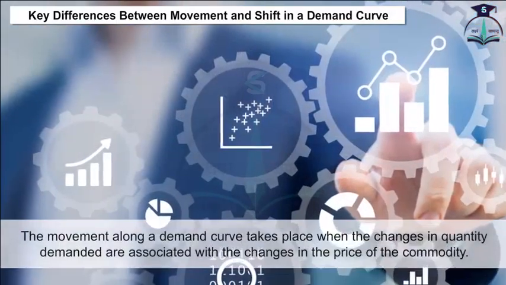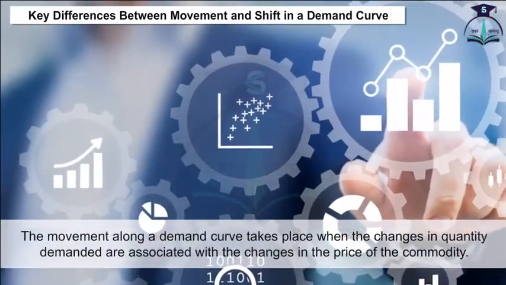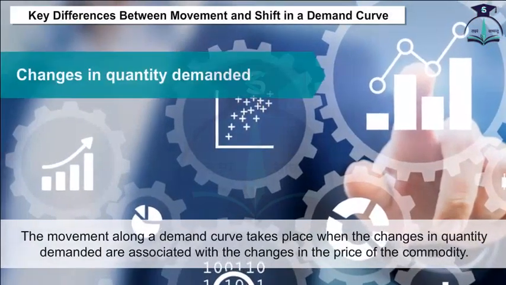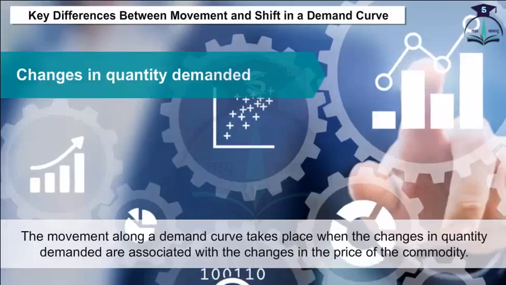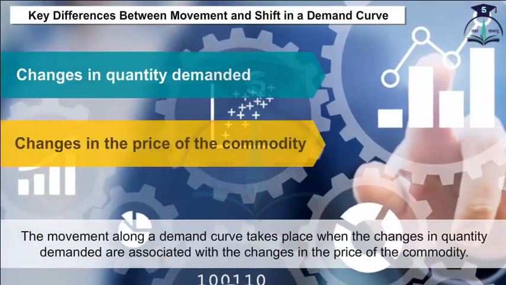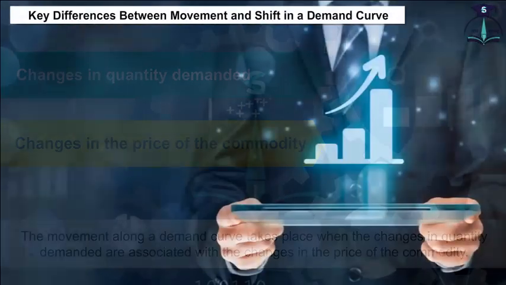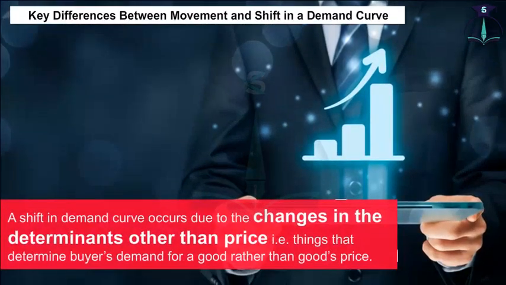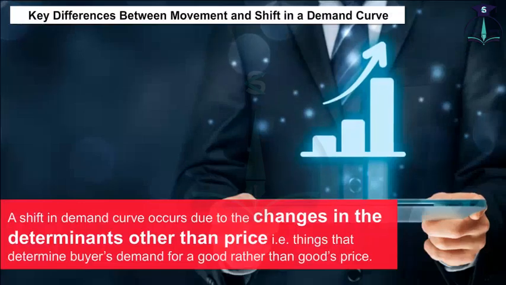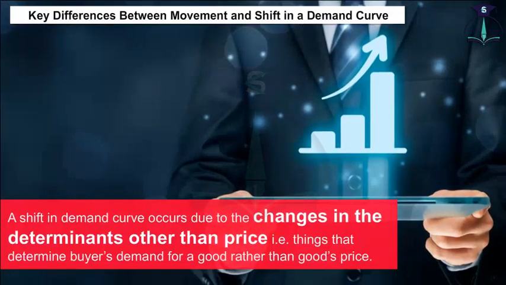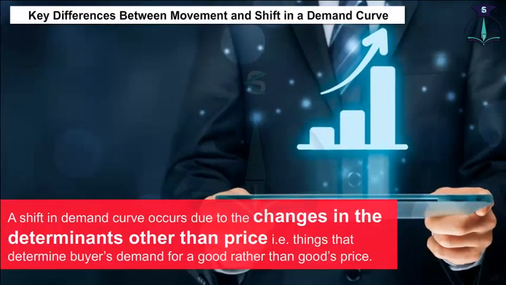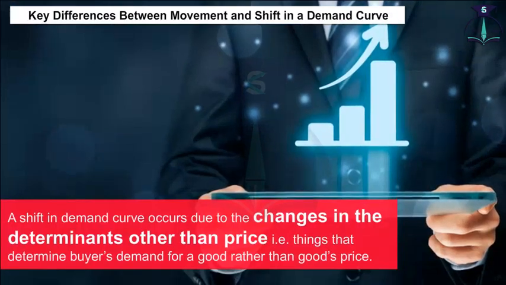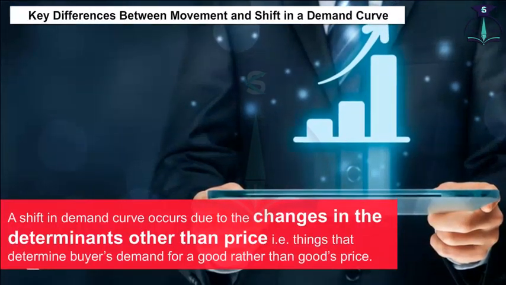Again, the movement along a demand curve takes place when the changes in quantity demanded are associated with the changes in the price of the commodity. But a shift in the demand curve occurs due to changes in determinants other than price, that is, things that determine buyers' demand for a good rather than the good's price.